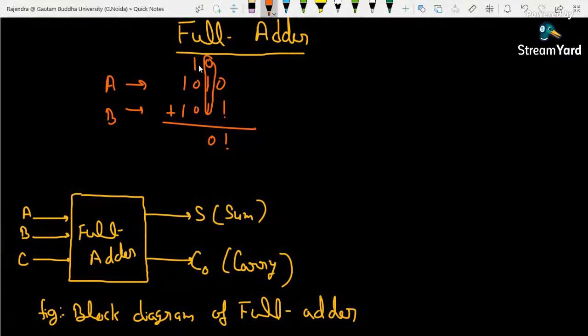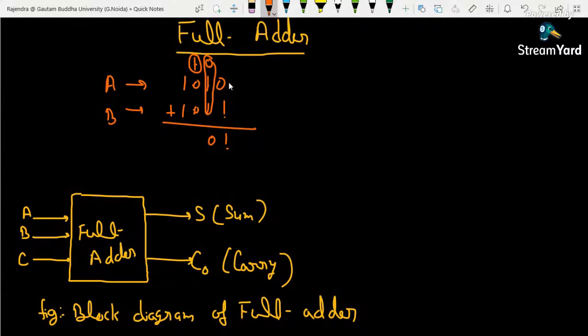At the next stage, again you see three numbers: A, B, and the carry. A and B are 0, 0, and here this is 1. This is the carry generated from the lower order bit. So this one is the carry bit. Again at the next stage we have three numbers, and out of the three, one is the previous carry. In this situation, the half adder will fail. So always remember, whenever we are adding two numbers of multiple bits, the half adder will fail. At that time we require a full adder.